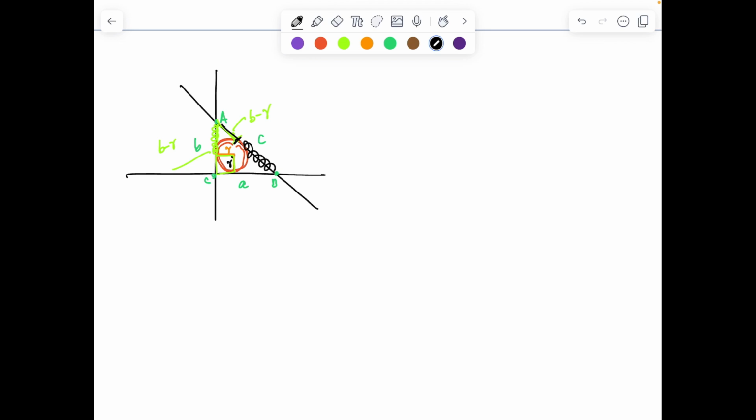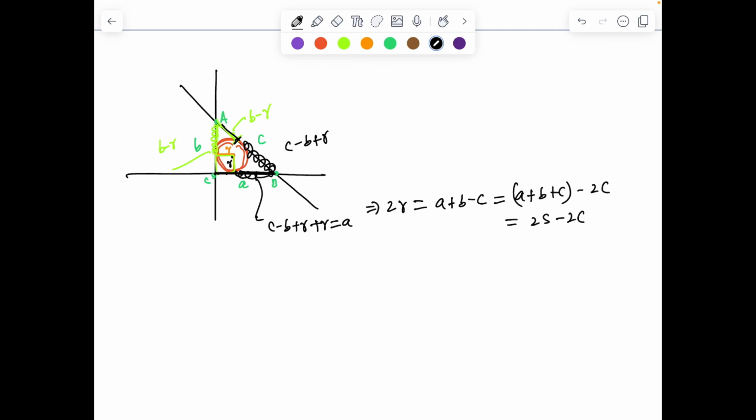And hence using this, I can tell the remaining part will be c minus b plus r. What about this guy? It's clearly c minus b plus r. But this guy plus r has to give a. So this plus r is a, implies 2r is a plus b minus c. Now what is a plus b minus c? It's a plus b plus c minus 2c, which is 2 times of semi-perimeter minus 2c. It gets cancelled, and inradius is s minus c. And that's interesting, because inradius value in case of right angle triangle is simply s minus c over here.